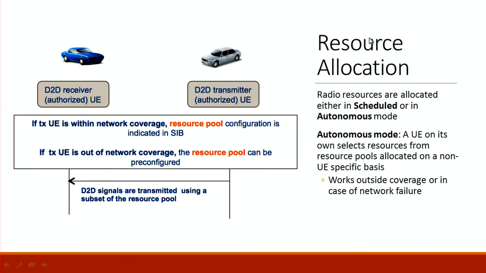The other mode is autonomous mode. In autonomous mode, the UE is on its own, and this needs to work when you are outside coverage. When you are outside coverage, you can't have an E node B telling you which resources you can use on a TTI basis. You are on your own. So all the E node B can do is, okay, as you are traveling in an area without coverage, please use these resource pools and just these resource pools.